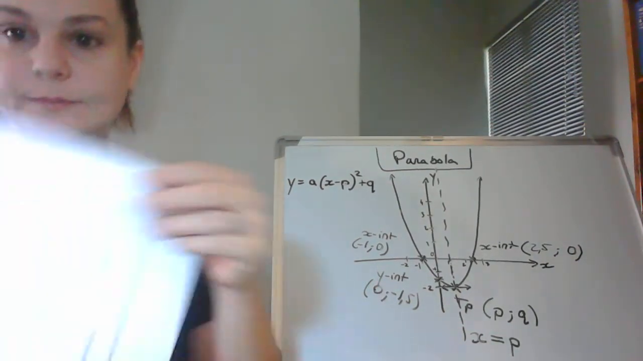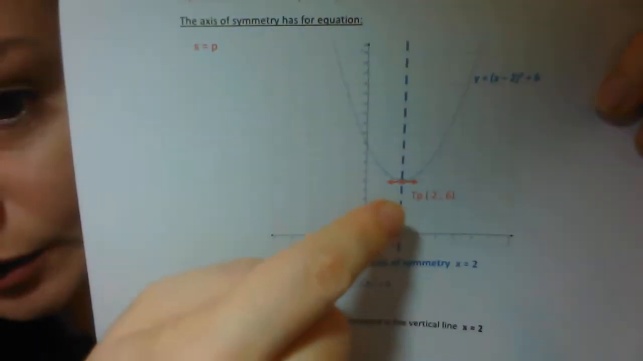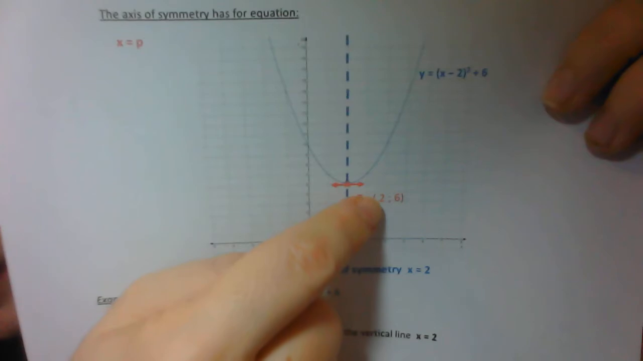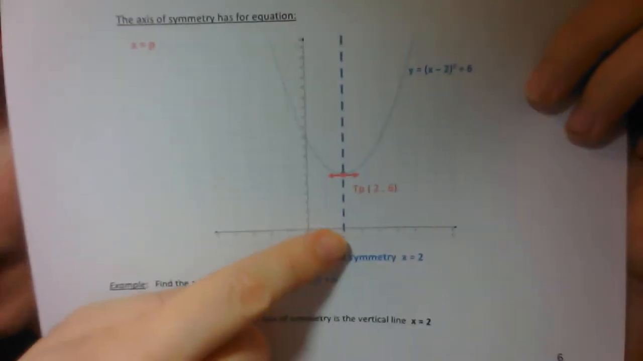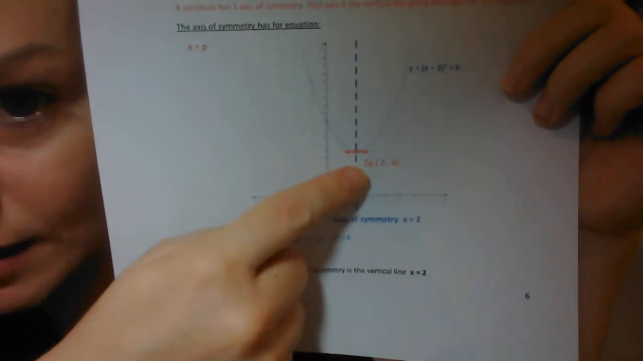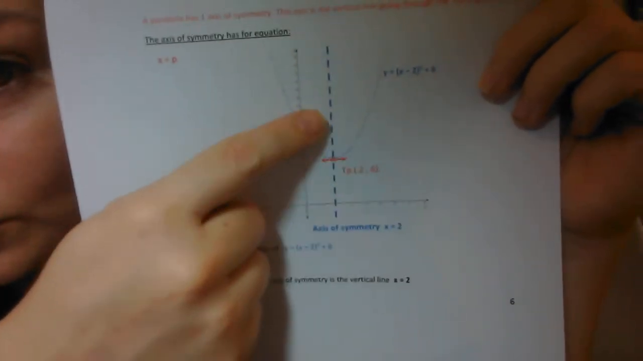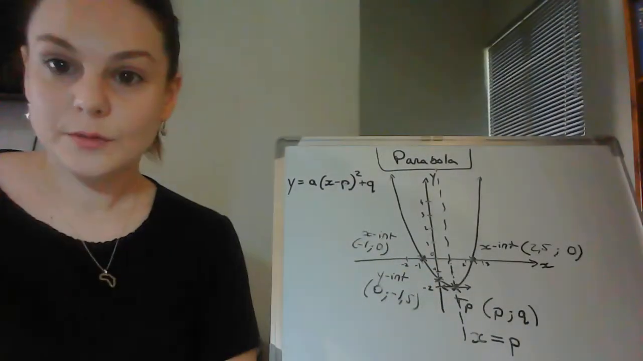So let's see. Here, with this parabola, the axis of symmetry is going through the turning point. And the turning point has p, q, so the p is 2 and the q is 6. So the turning point of this parabola is (2, 6), and we said the axis of symmetry has the equation x equals p, so then x equals 2. It goes through the x of the turning point. Alright? p is 2, so then x is 2.